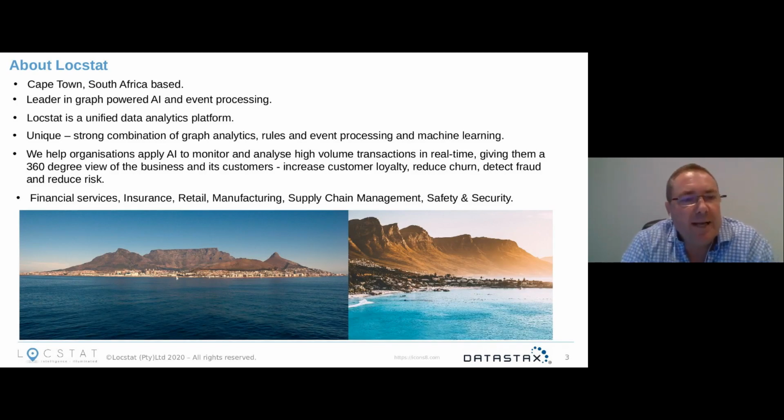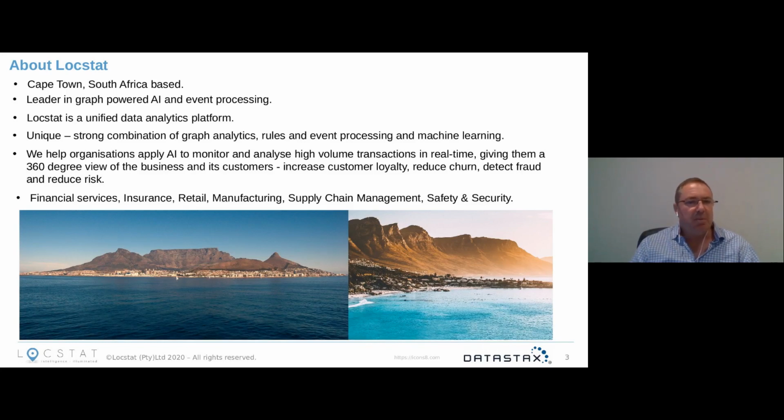Just about Lockstat, we are Cape Town based in South Africa, and we see ourselves as leaders in graph-powered AI and event processing. Lockstat is essentially a unified data analytics platform that enables organizations to rapidly create next-generation data intelligence applications in complex environments. What is quite unique about our software is a very strong combination of graph analytics combined with a very strong rules engine with event processing, and then, of course, machine learning tied into that.